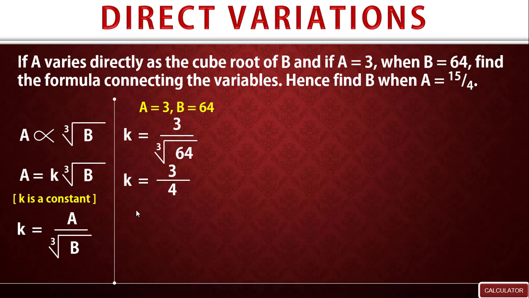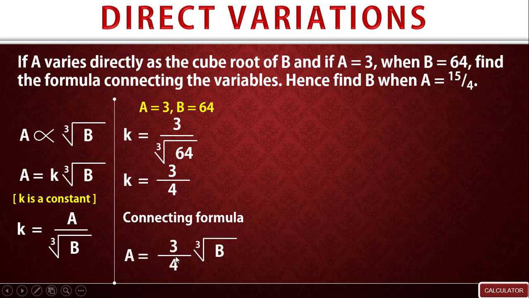Having gotten k equals 3 divided by 4, the next thing to do now is to fix in this value of k that we just obtained into this formula a equals k cube root of b. So to get our connecting formula, all we need to do is fix in the value of k equals 3 divided by 4 into this formula. And then we have a equals 3 over 4 cube root of b. This simply means 3 over 4 multiplied by cube root of b. This is the connecting formula. This is the formula that we use to determine our b from this question.